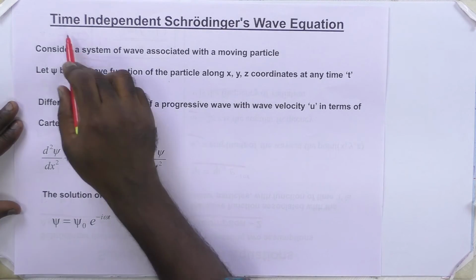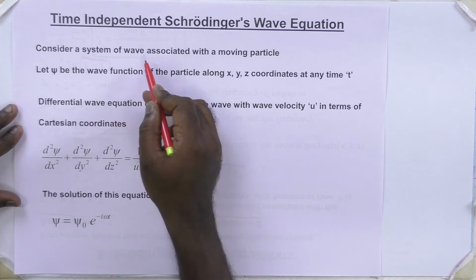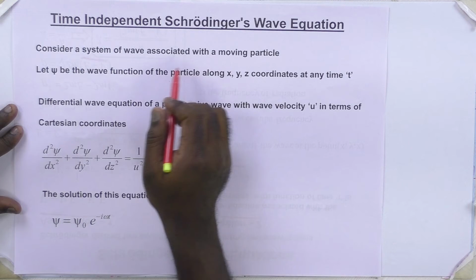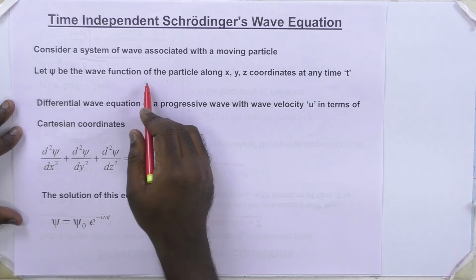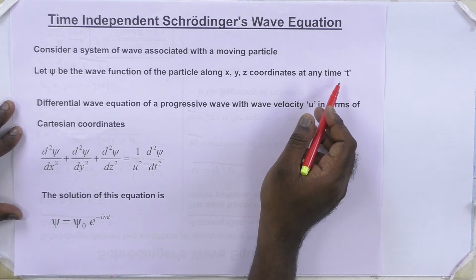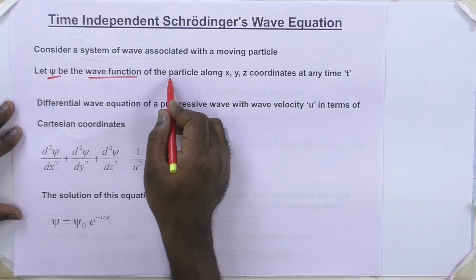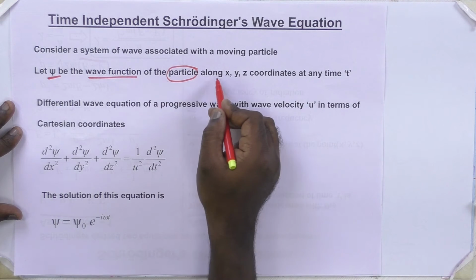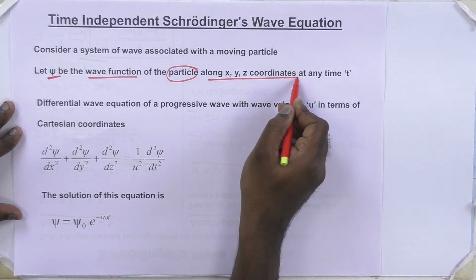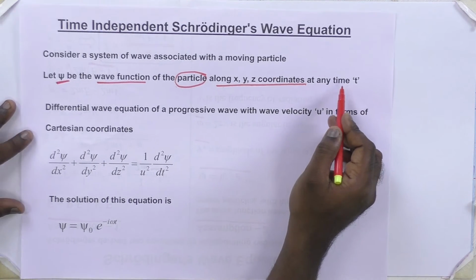For the time dependent Schrödinger equation, consider a system of waves associated with a moving particle. Let psi be the wave function of the particle along the x, y, z coordinates at any time t. It is the wave function of a particle which can move to any coordinate at any time t.